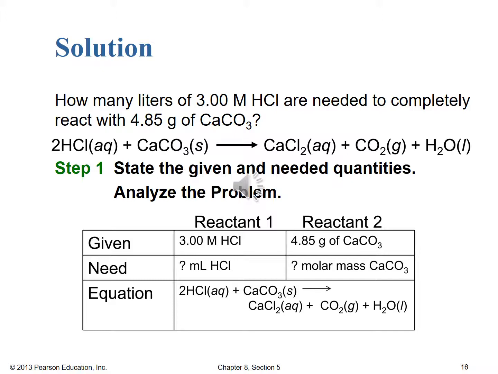Step 1, we're analyzing the problem here. We know that we're given 3.00 molar HCl as reactant 1, 4.85 grams of calcium carbonate as reactant 2. We need to know how many milliliters of that HCl solution we would need. We also will need to know the molar mass of calcium carbonate. That one we can calculate from the periodic table, though. And finally, our equation, we have the balanced chemical equation given originally in the problem to give us our mole-mole ratios.